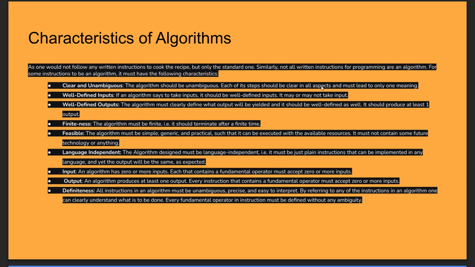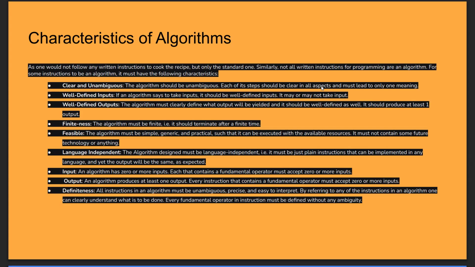Sometimes it may or may not take input. Sometimes this algorithm will take input or may not take input. Depending on the type of situation, it will take input. Sometimes it will not take input. Next one, well-defined output. It means the algorithm must clearly define what output will be yielded. Depending on the input, we will get the output.